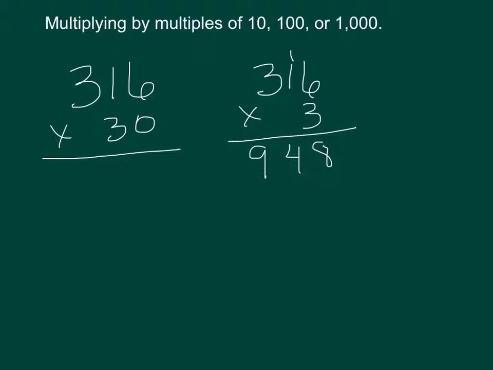Now, because, as we determined a while ago, this is a multiple of 10, we take this 0 right here, and we just slap it on the end of our answer. So therefore, 316 times 30 gives us 9,480. That makes sense? Let's try another one.